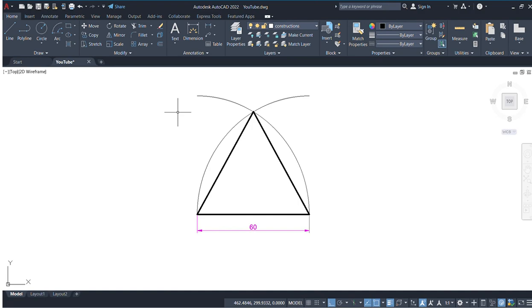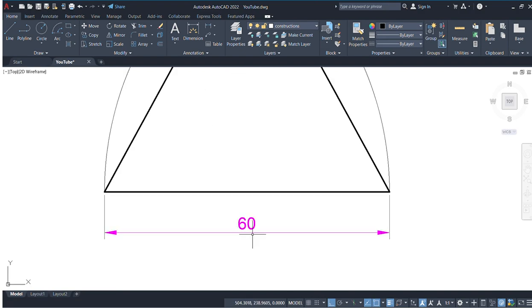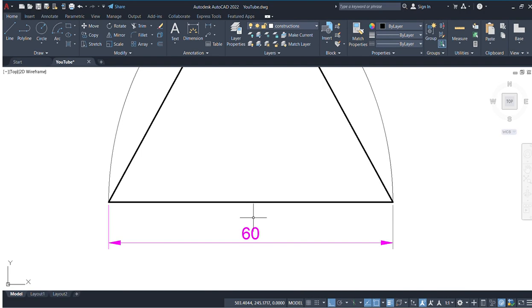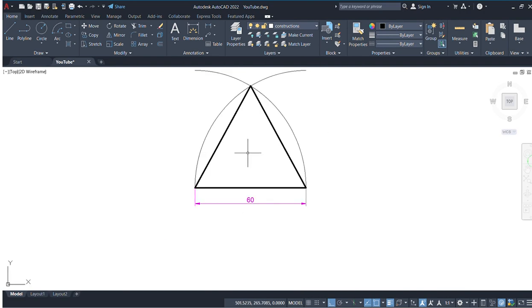Now today we want to look at how to construct an equilateral triangle given one of the sides. Remember, an equilateral triangle is a type of triangle where all the sides are equal and therefore all the angles are equal. So in this case our side is measuring 60 millimeters. Now how do you go about it?